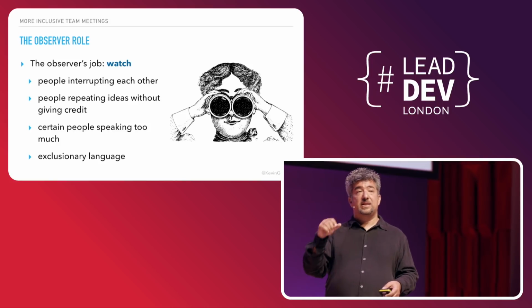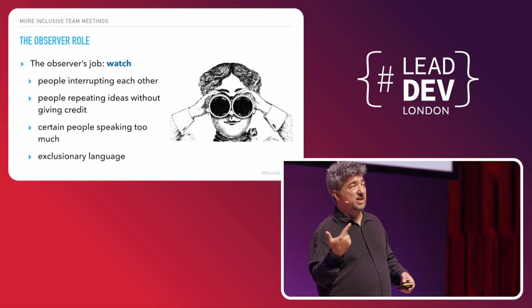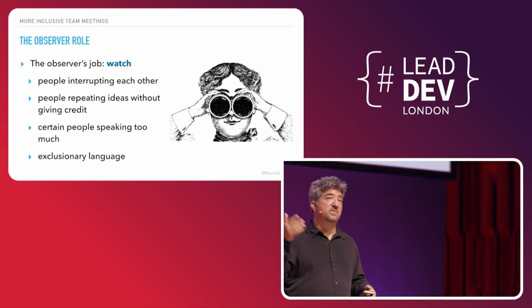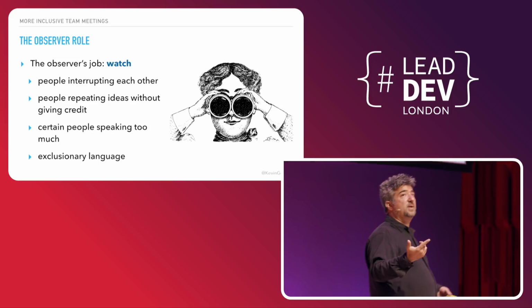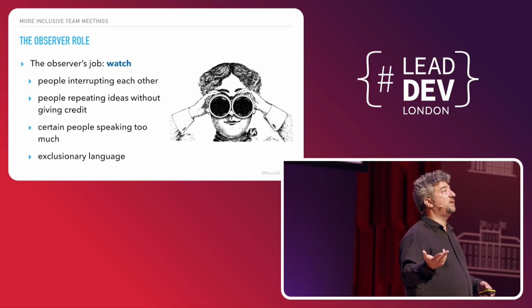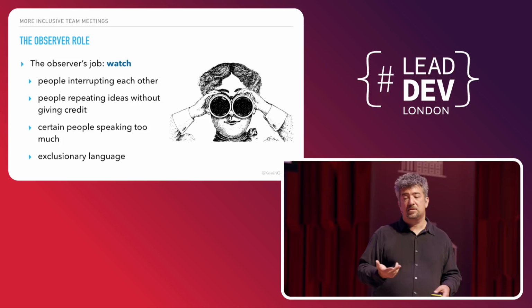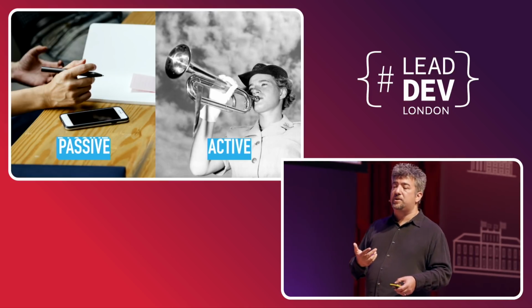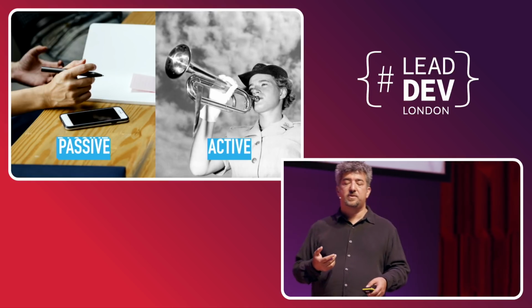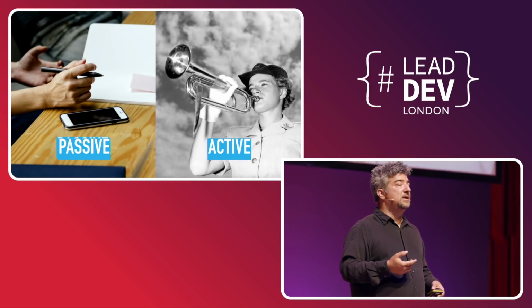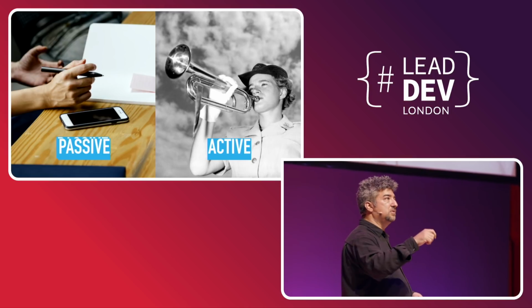And they're looking for things. They can look for one or maybe two things at most. And these are just examples. Are we interrupting each other? Are we giving credit for our ideas as a group? And you can have two kinds of observers. You can have passive observers or active observers. A passive observer takes notes.